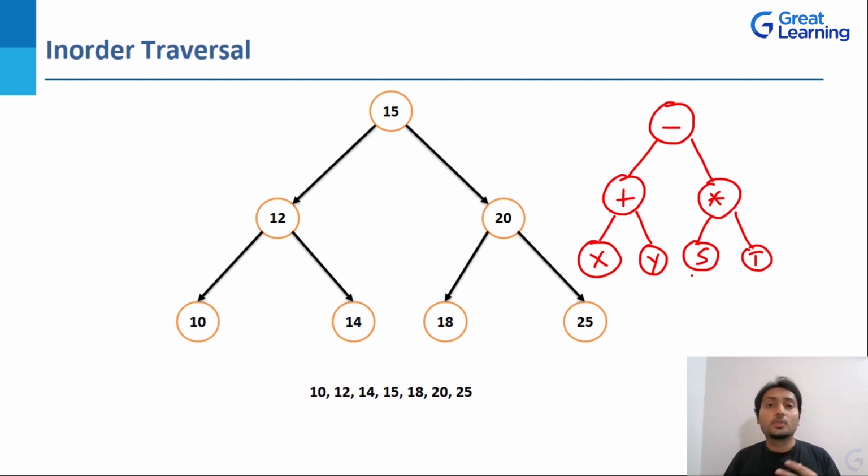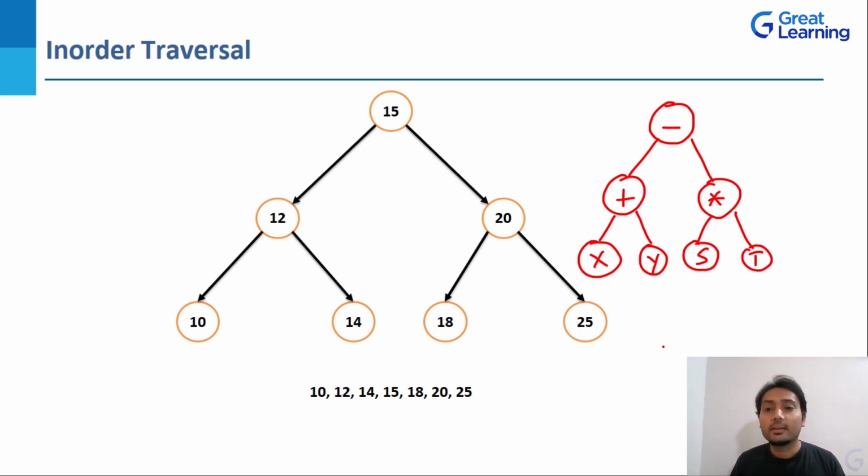So there are situations when you want to visit the left side or the left subtree first, then the root, and then the right subtree or the right side of a tree. So when such scenarios are required by your application or program, you can choose in-order traversal as a solution for your program. Now look at this example. What we'll do is we'll try to traverse this expression tree using the in-order traversal steps.